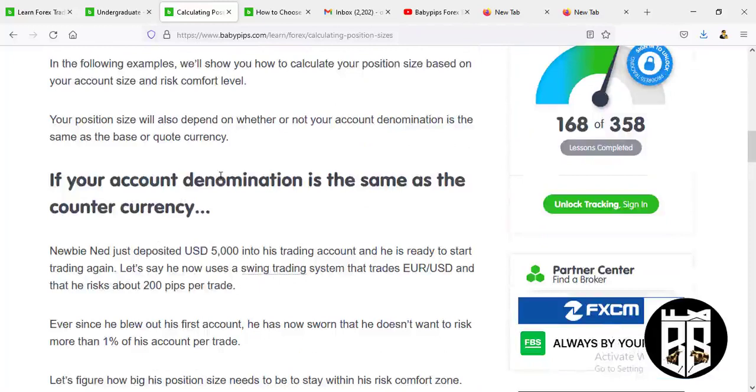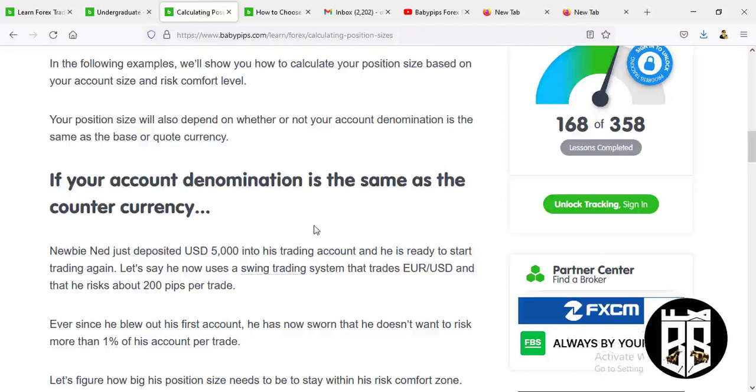So if your account denomination is the same as the counter currency, and the counter currency here means the quote currency, you know, we have base currency and we have quote currency. Let's use this for instance: this is euro and this is USD. So euro is the base currency and USD is the counter or quote currency.